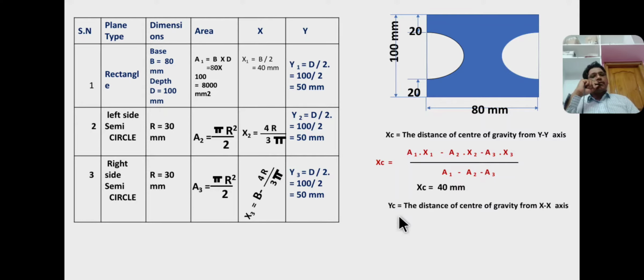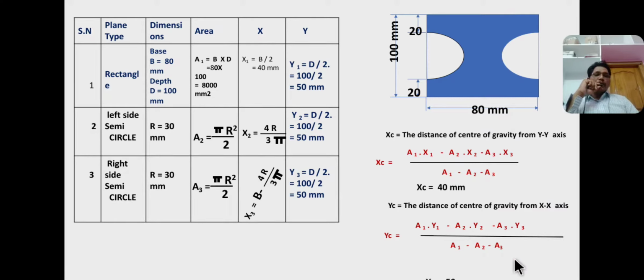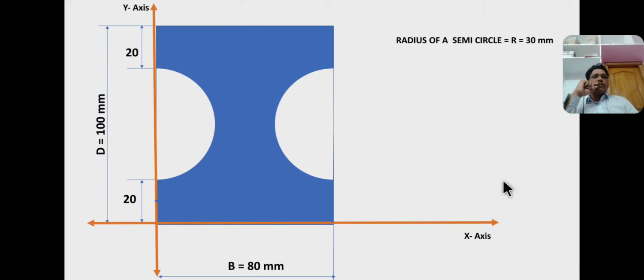Similarly for yc, the distance of the centroid or center of gravity from the x-axis, the formula is the same. yc equal to a1 y1 minus a2 y2 minus a3 y3 by a1 minus a2 minus a3. The answer is yc equal to 50 mm. In the next slide I will show the final position of the centroid.